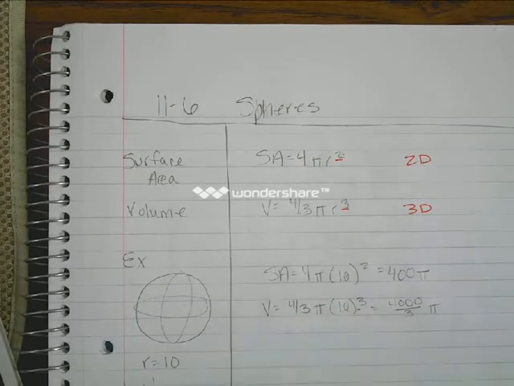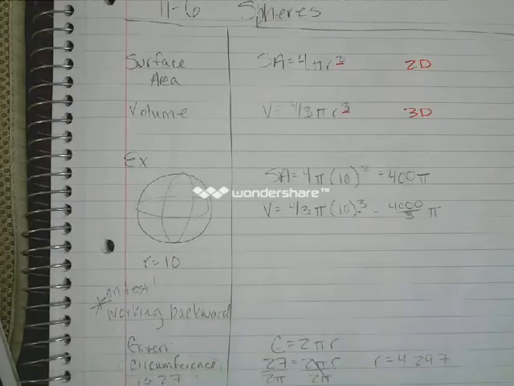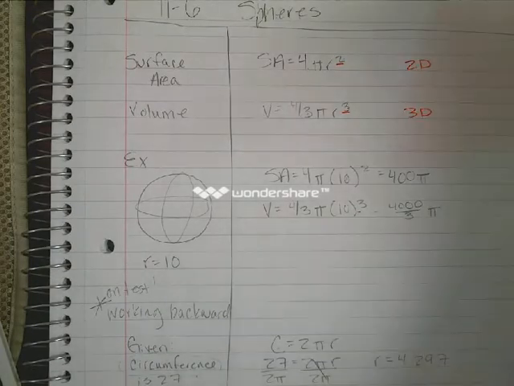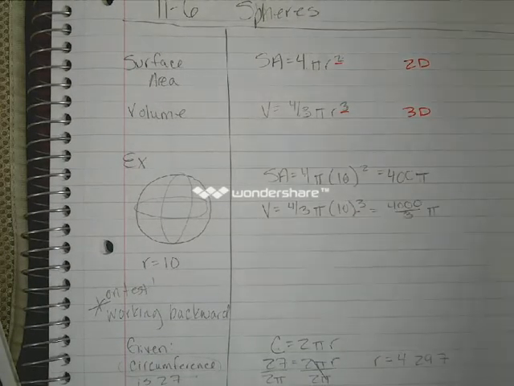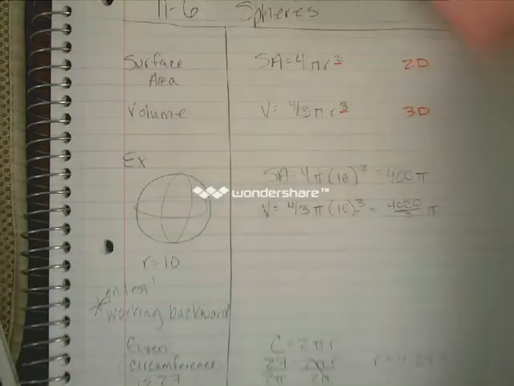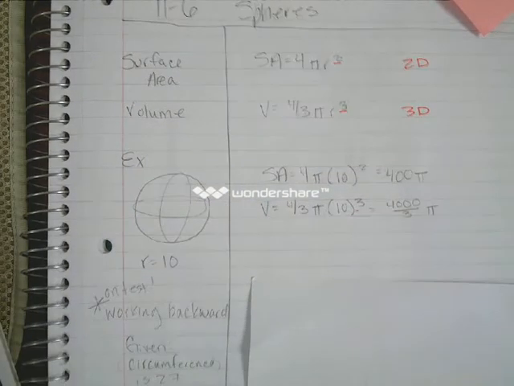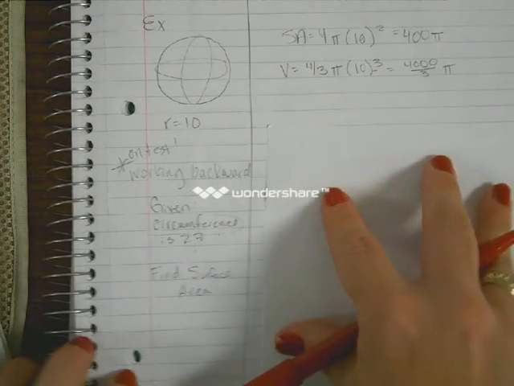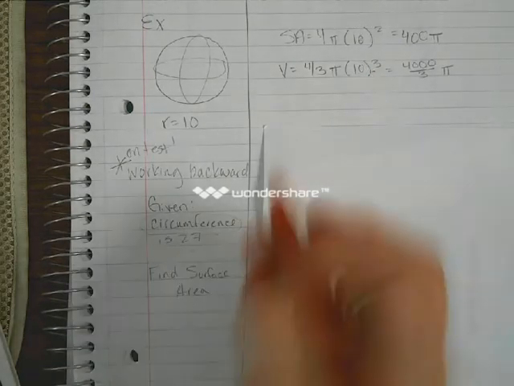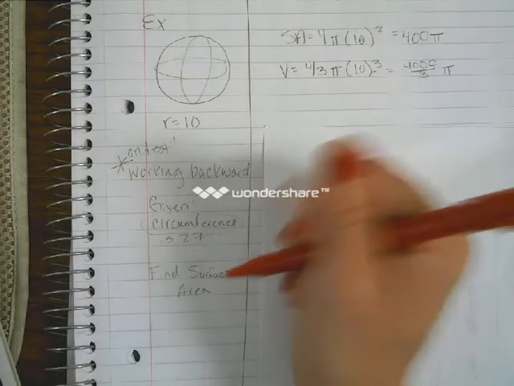Now, there are some harder problems that you're going to come across. Okay, so let's spend most of our time on notes talking about those. Working backwards. Okay, I'm going to cover this up for a second. Working backwards. What if they don't give you R? Okay. In this example, they give you circumference and ask you for surface area, but you can't use the surface area formula unless you know what R is.